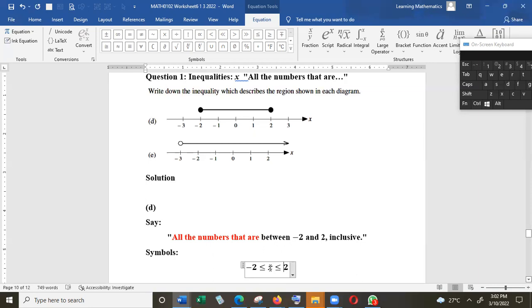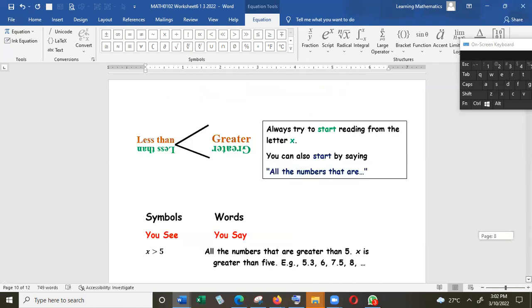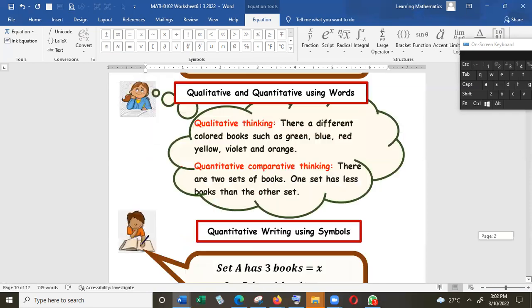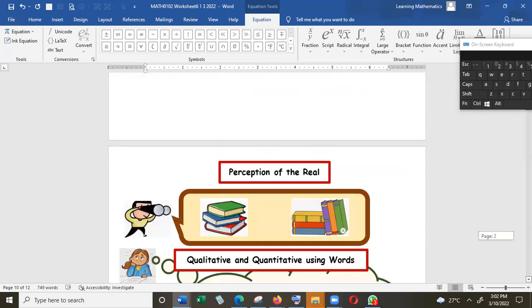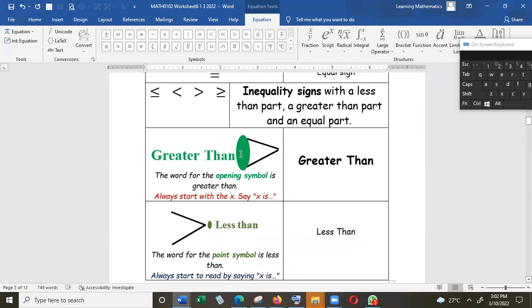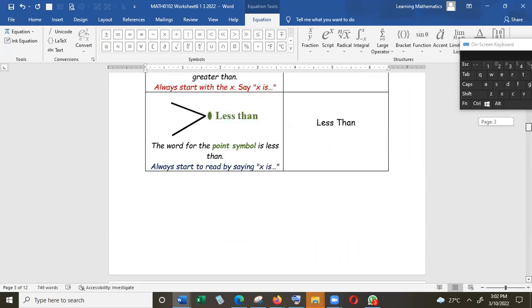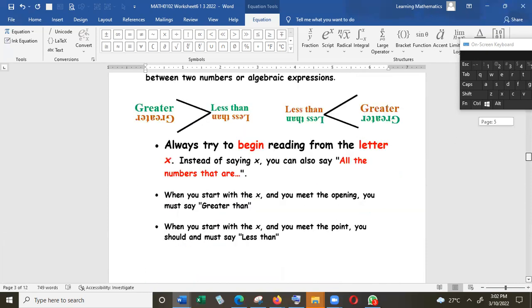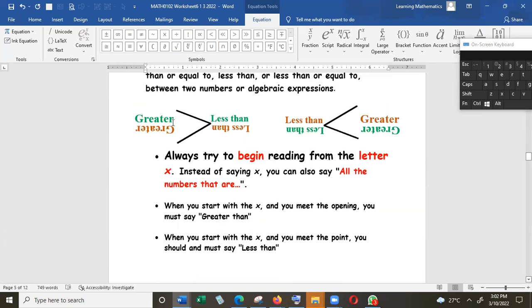So that is why you shouldn't call this the less than sign or the greater than sign. Historically, I know that's what you have been taught, and that's why I'm stressing it and made this little preparation to reemphasize it. Whenever you see this symbol, the opening is called greater than and the point is called less than. It's not the sign, it's the two parts of it.